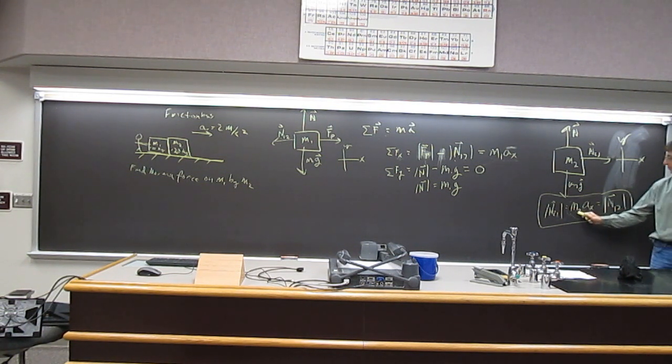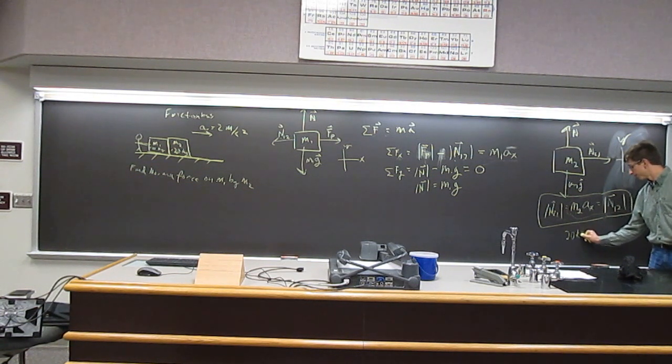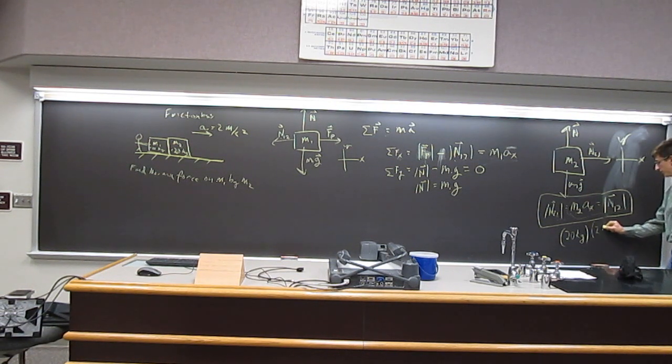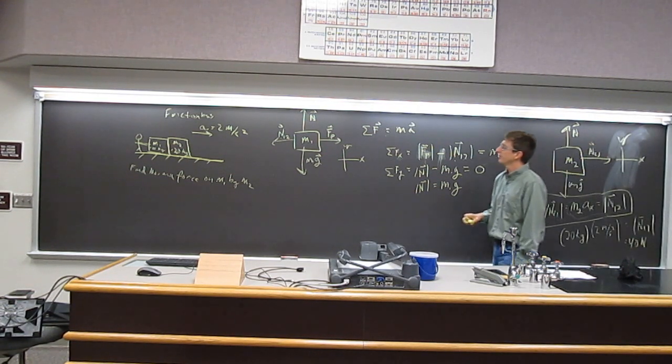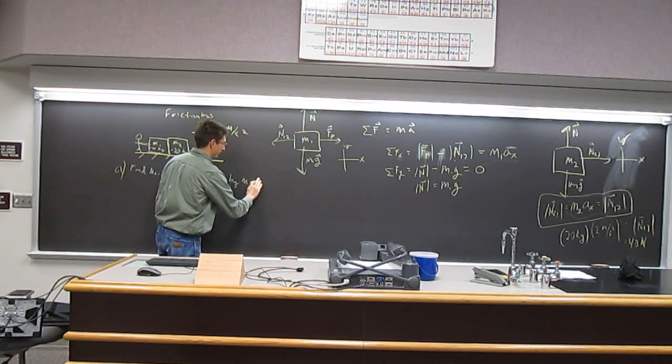So, for instance, let's plug in numbers. M2 was 20 kilograms, right? Times the acceleration, meters per second squared. Which is 40 newtons. You guys follow that? All right. So A, we just found this: 40 newtons.